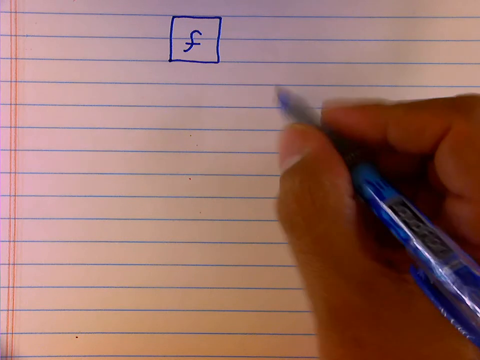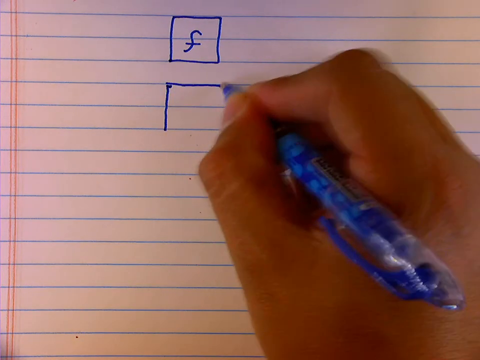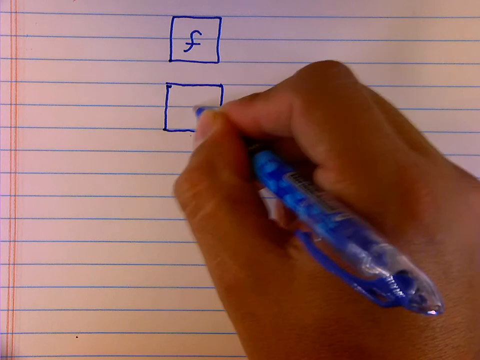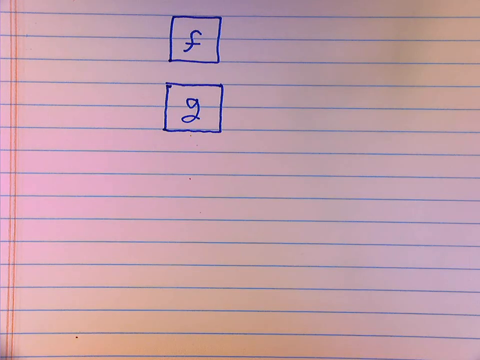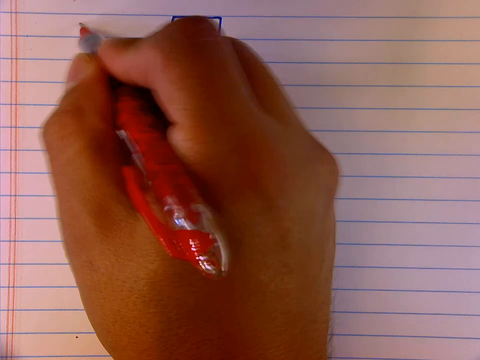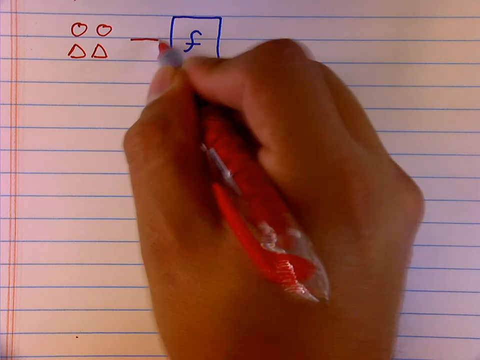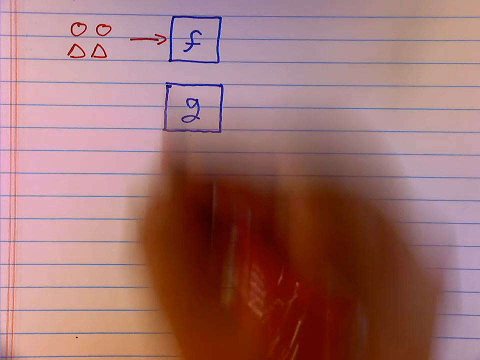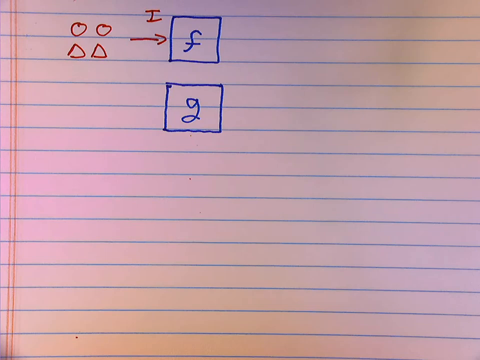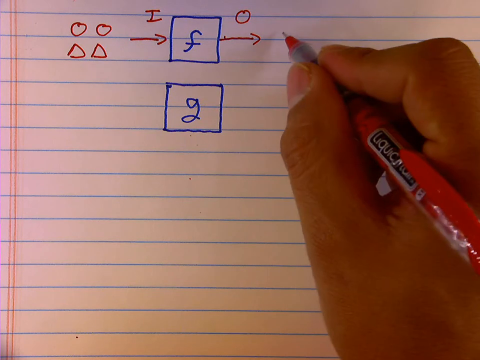Let's call this a factory that builds cars, and this a garage. Now, let's say you have some parts. And they go into the factory, so this is in. And out of the factory comes a pickup truck.